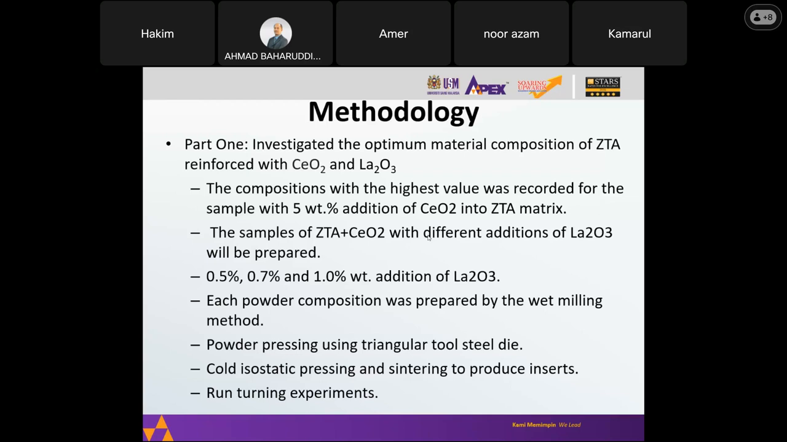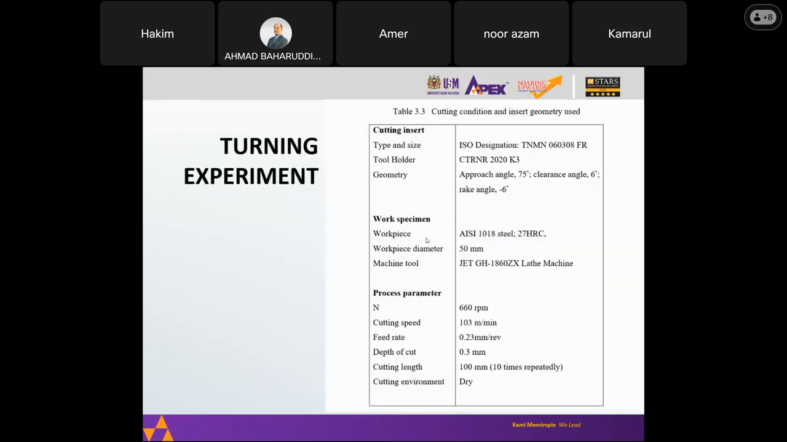Powder drying in oven, then crushing to fine powder, then compress using a triangular tool steel die. After that, the green insert was pressed again using cold isostatic pressing, then sintering to produce the insert. So the available insert is run in a turning experiment according to this cutting condition and this cutting condition.